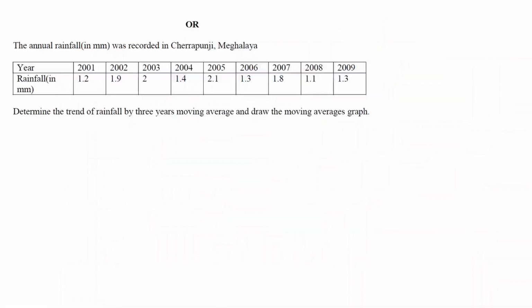Now moving on to the OR part of the same question. I think it is a similar question from the CBSE Handbook from the chapter time series. The annual rainfall in millimeter was recorded in Cherrapunji, Meghalaya. So for various years from 2001, 2002 till 2009, we have the data for rainfall given in millimeter: 1.2, 1.9, etc., 1.3. We have to determine the trend of rainfall by 3 years moving average, and we should also draw the moving averages graph.